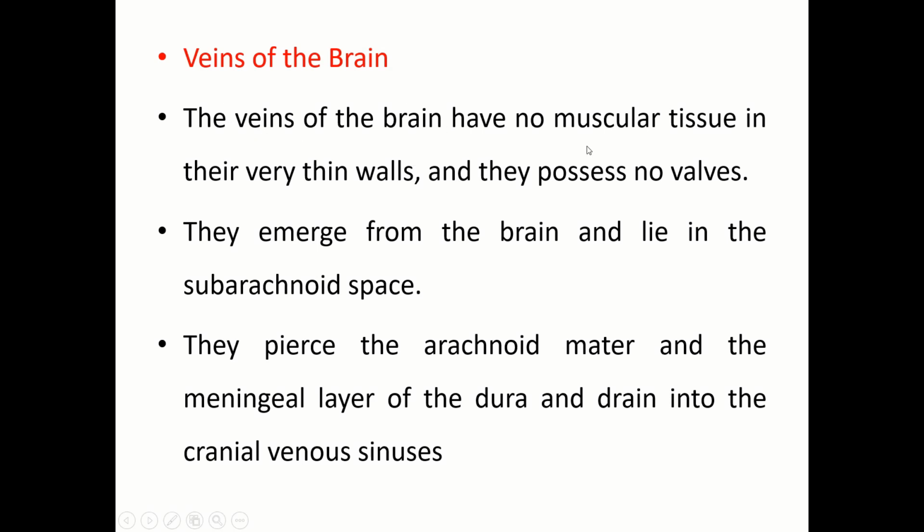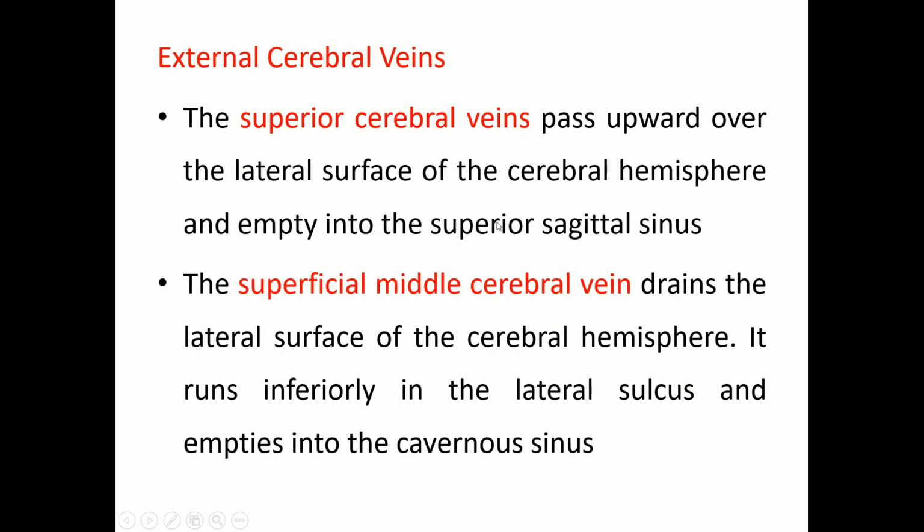The veins of the brain have no muscular tissue in their very thin walls and they possess no valves. They emerge from the brain and lie in the subarachnoid space. They pierce the arachnoid mater and the meningeal layer of the dura and drain into the cranial venous sinuses.